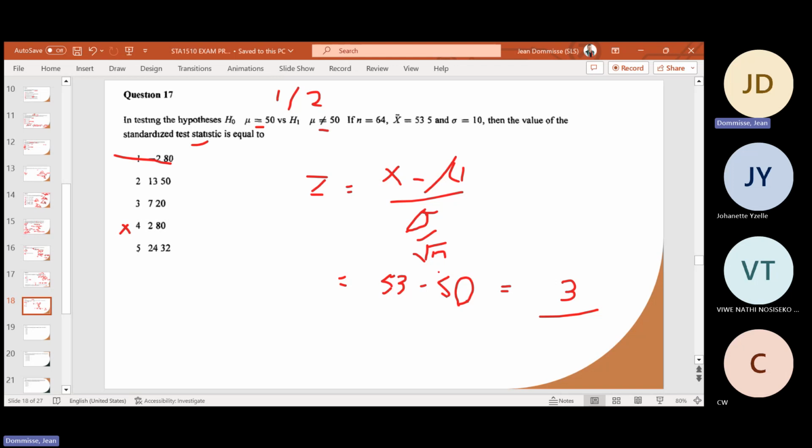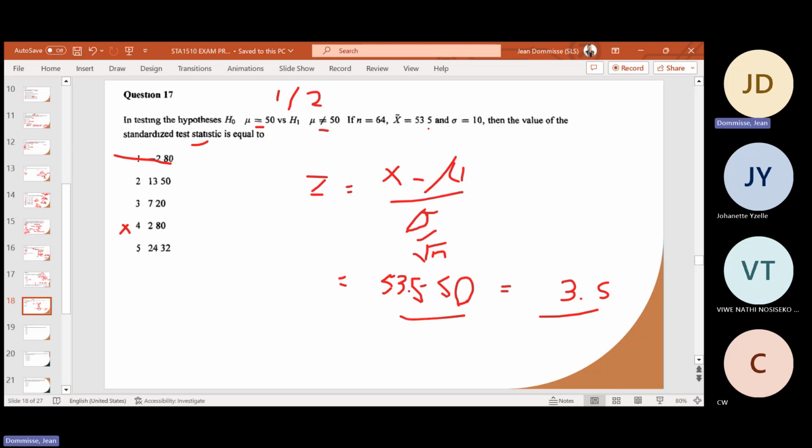Okay, wait. Let's just quickly see if it's okay. Already there, I've made a mistake. It must be 53.5. So that's 53.5. Okay, let's rephrase that. X minus the mean divided by the standard deviation divided by the square root of n.